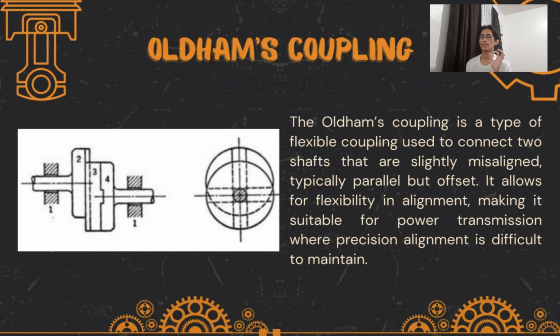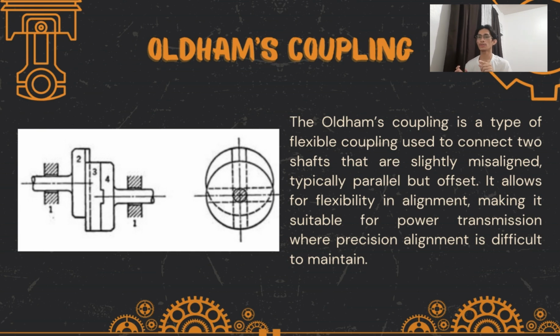and flange na nasa left hand side, third link natin is yung intermediate piece, which is yung piece na nasa gitna ng dalawang flange. And yung fourth link natin is yung shaft and flange na nasa right hand side.